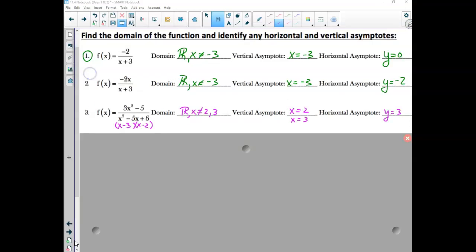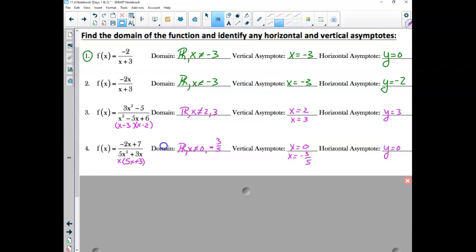So in number 3, in order to find out what my domain is or where my vertical asymptotes are, I have to take that quadratic in the denominator and factor it as I did, which means nothing reduced with the numerator there. So I have domain restrictions of 2 and 3, which means those are vertical asymptotes. And when I'm finding my horizontal asymptote, I can see my degrees are the same on the top and the bottom. Therefore, I'm taking my 3 over my 1, the coefficients divided by the coefficients, to get y equals 3.